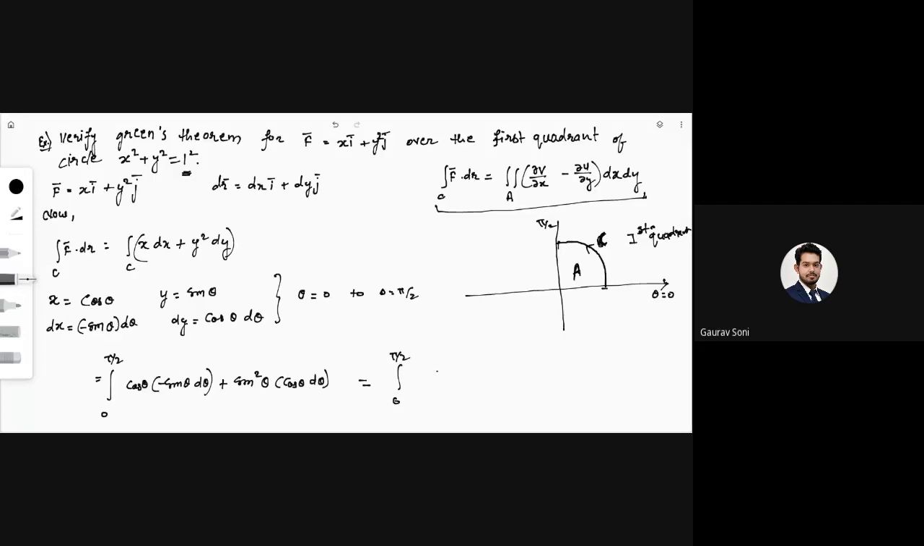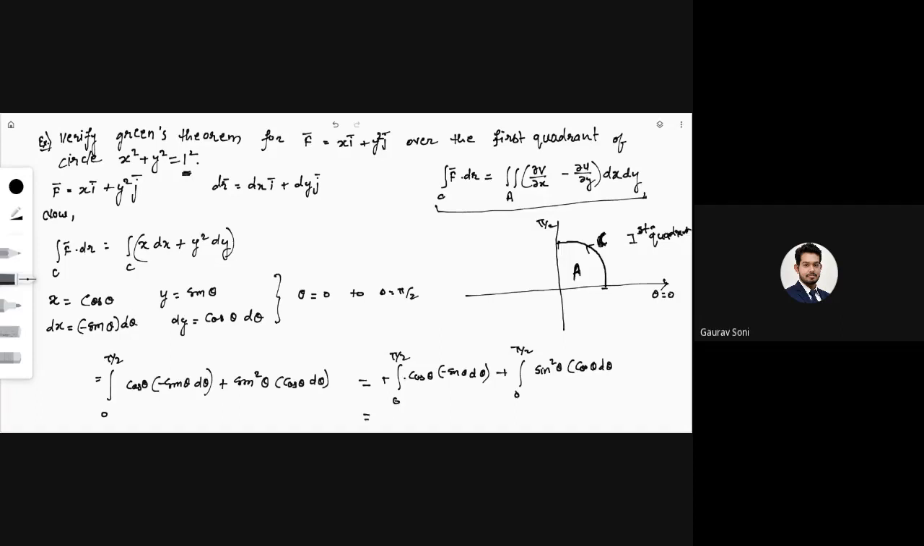Minus cos theta sin theta. So what I will do is I will take cos theta sin theta common here. Instead of doing that, let's just solve it separately. It's a better option. So this is minus sign outside, or make it plus, cos theta into minus sin theta d theta, plus 0 to pi by 2 sin square theta cos theta d theta.